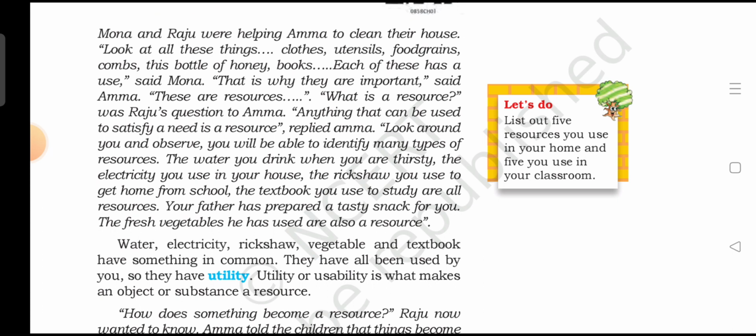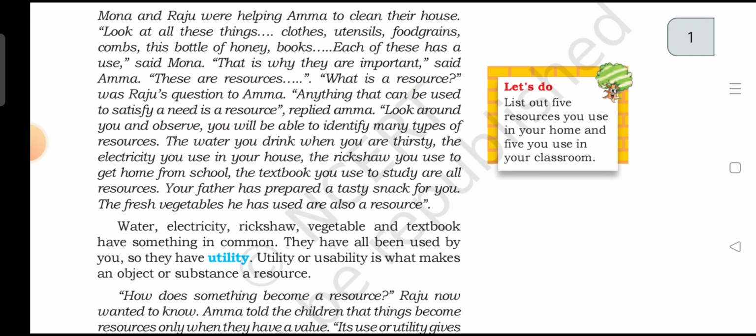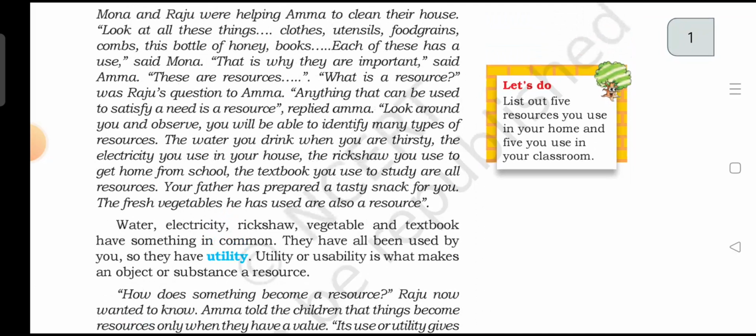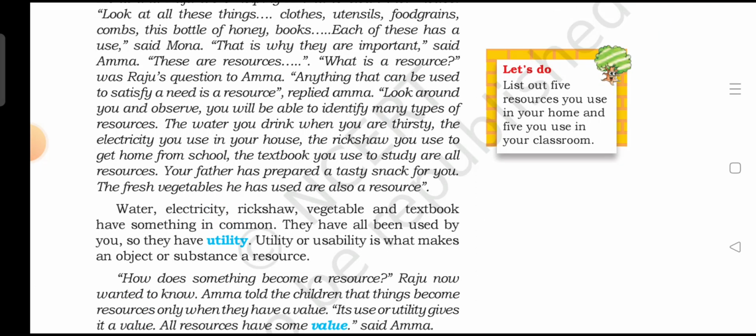I've already given you the answer of this question, right? Raju's question to Amma: anything that can be used to satisfy a need is called a resource. This is the simplest method. जो चीज़ हमें satisfied कर सकती है, यानी कि हमें संतुष्ट कर सकती है, उसे हम resource कहते हैं.